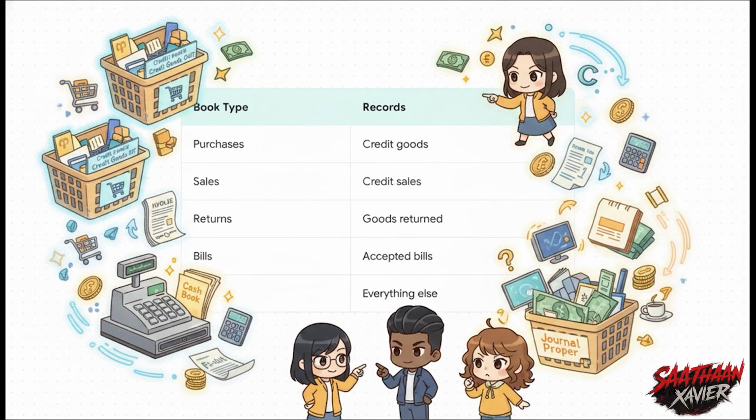The purchases book is strictly for credit purchases of goods, not cash, and definitely not assets like a delivery van, just credit goods. And the exact same logic applies to the sales book, only credit sales of goods. If cash is involved, boom, it goes to the cash book.